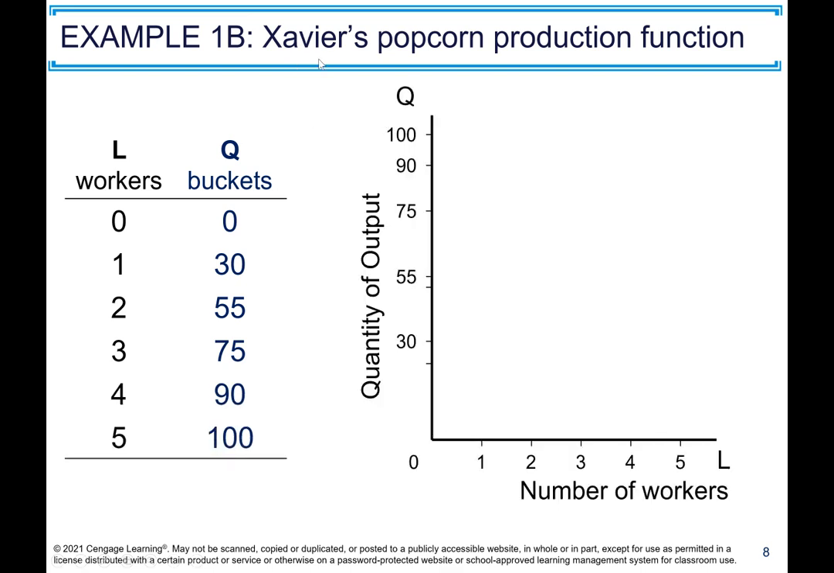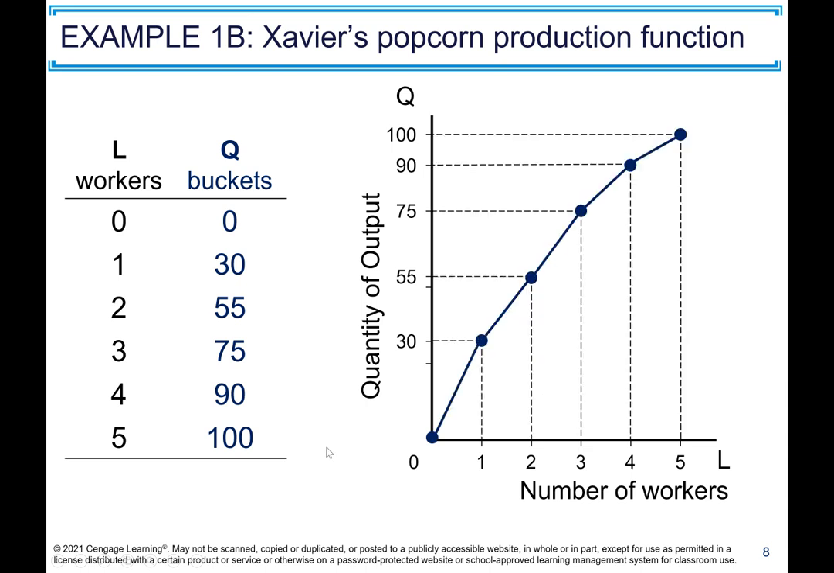Example 1b, Xavier's popcorn production function. There's a schedule with labor on the horizontal axis and output on the vertical axis, and that table is plotted on the graph.